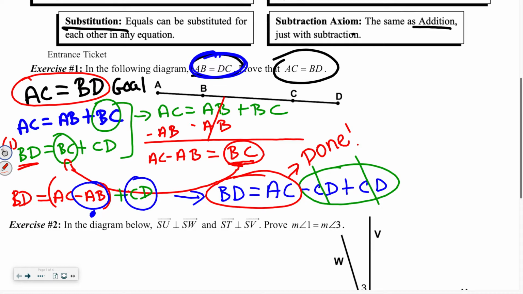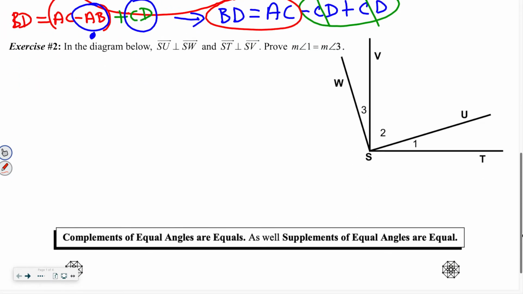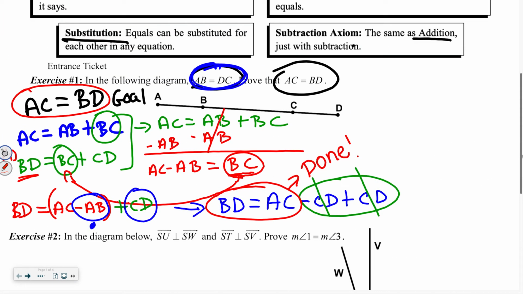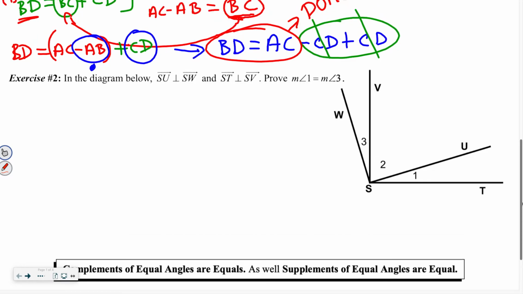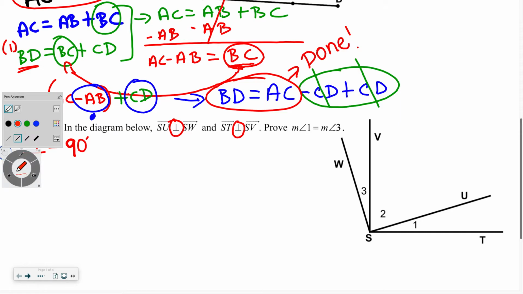Okay? Now, let's move on to the second one, which is the same thing. Here we broke up a segment, and on this one, we're going to break up an angle. Notice this symbol, which means perpendicular, right? And all it means is that you have a 90-degree angle. Well, in this case, I have two perpendiculars, therefore I'm going to have two angles.